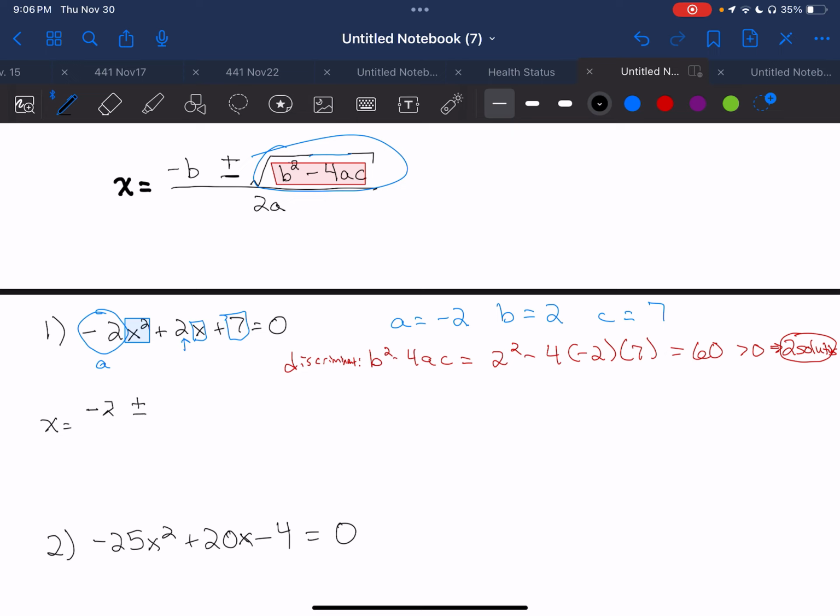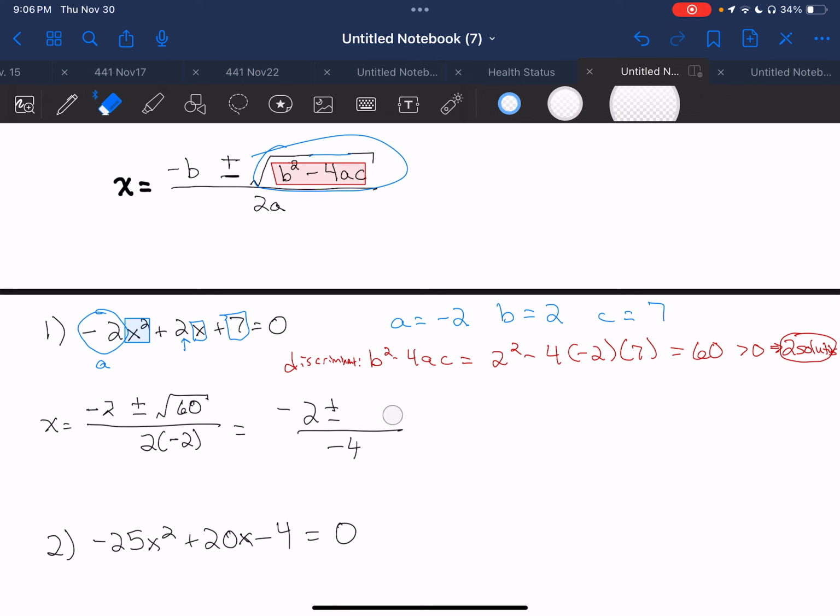So negative 2 plus or minus square root of 60. We already calculated the discriminant under there. Over 2 times a. A was negative 2. So I'm going to simplify the denominator. Negative 2 plus or minus square root of 60 over negative 4. At the same time, Hawks does want you to simplify the radical, what we were just looking at. So square root of 60.